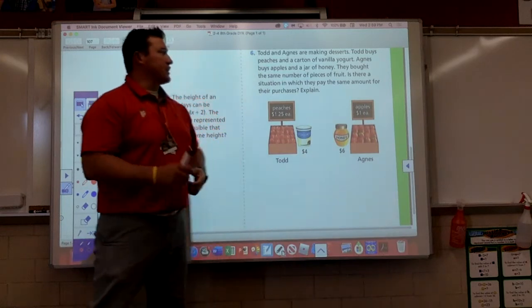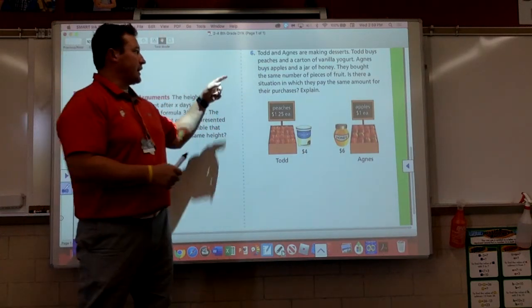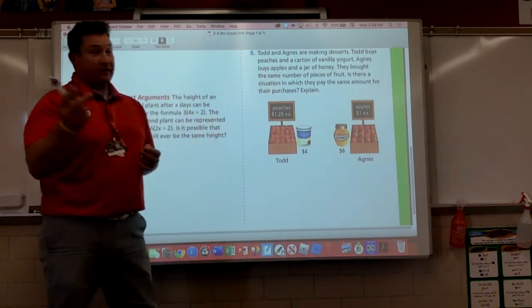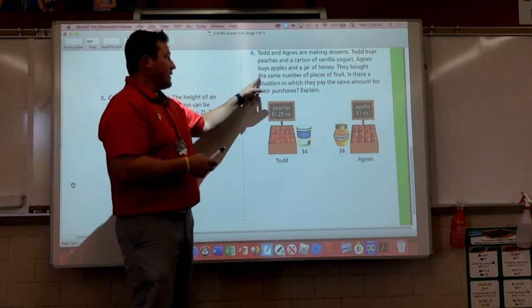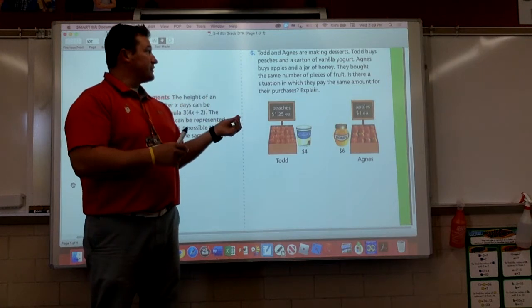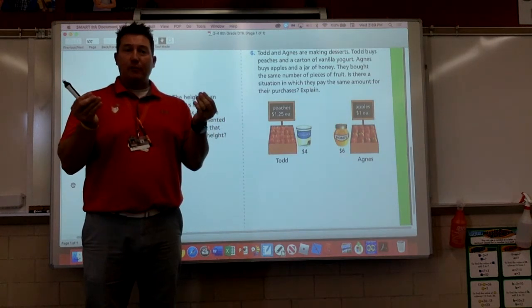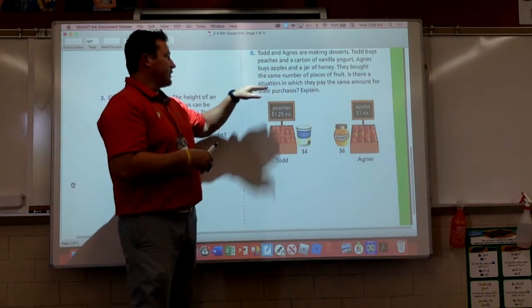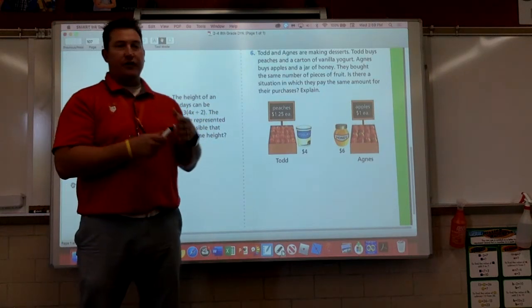Todd buys peaches and a carton of vanilla yogurt. I think I know what he's making. Agnes buys apples and a jar of honey. They bought the same number of pieces of fruit. Again, we don't know how many peaches or how many apples they bought, but they bought the same number. Is there a situation in which they pay the same amount for their purchases?